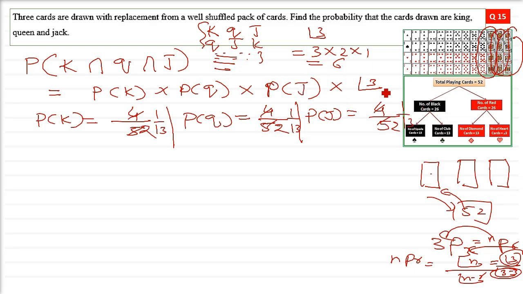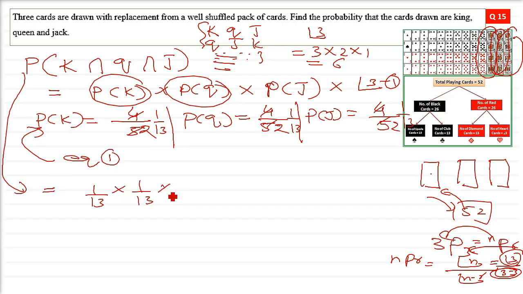Now put this in this equation. Call it equation number 1. So I am putting all these values in equation number 1. What is the probability now? PK is 1 by 13. PQ is 1 by 13. PJ for jack is 1 by 13. And their arrangement is 6. Factorial 3 is 6. When you multiply it, you'll get 6 divided by 2197.